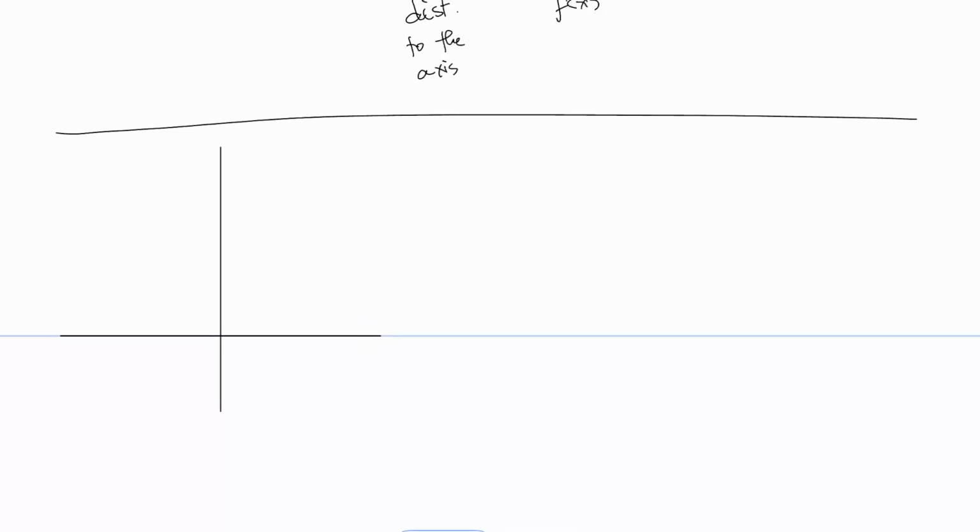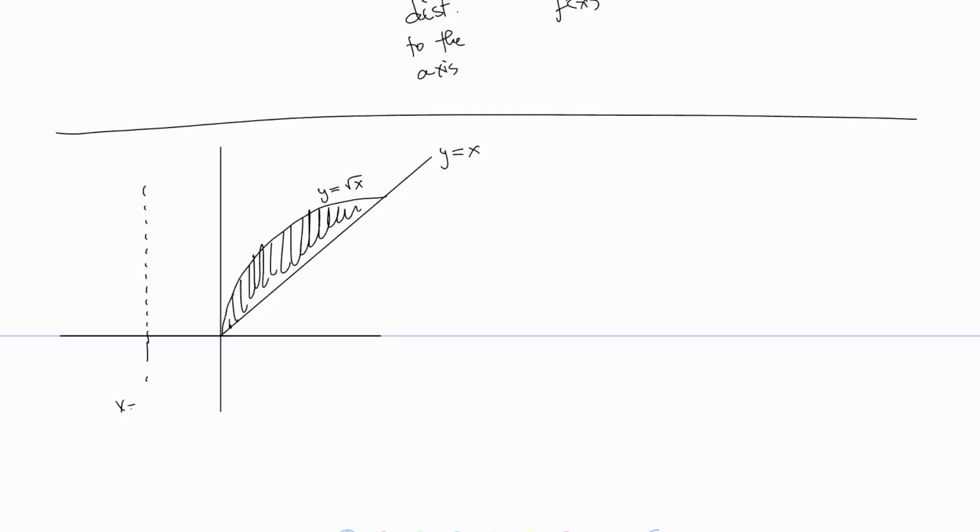Let's put that right on the line. I got y equals x here, and y equals square root x, which looks like that. I want the area between these curves, and I want it to be revolved around x equals minus 1. So it's spinning around this way. This will look like some kind of a funnel shape, a strange, curvaceous inside funnel.